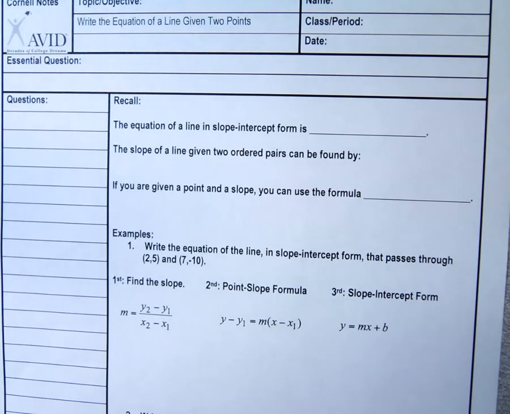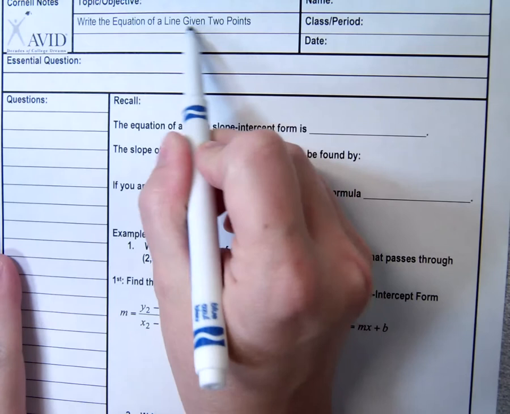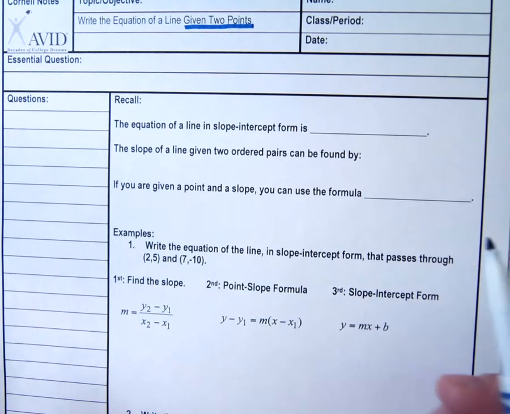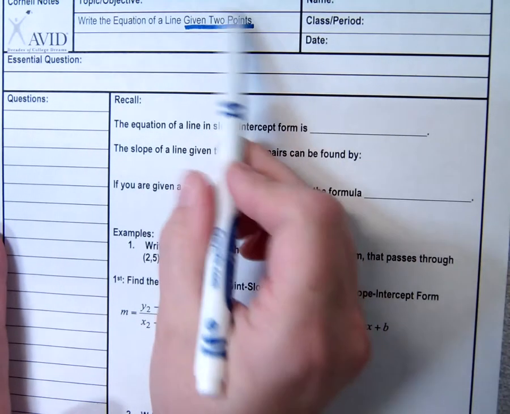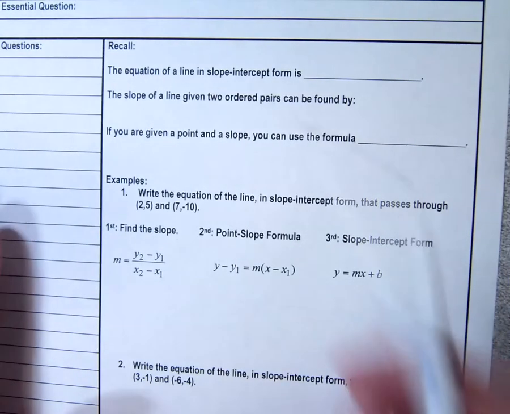Right, today we are going to write the equation of a line if we are given 2 points. So the other day we wrote an equation of a line when we were given a point and a slope, but today we're going to be given 2 points. Okay, so let's review a little bit.